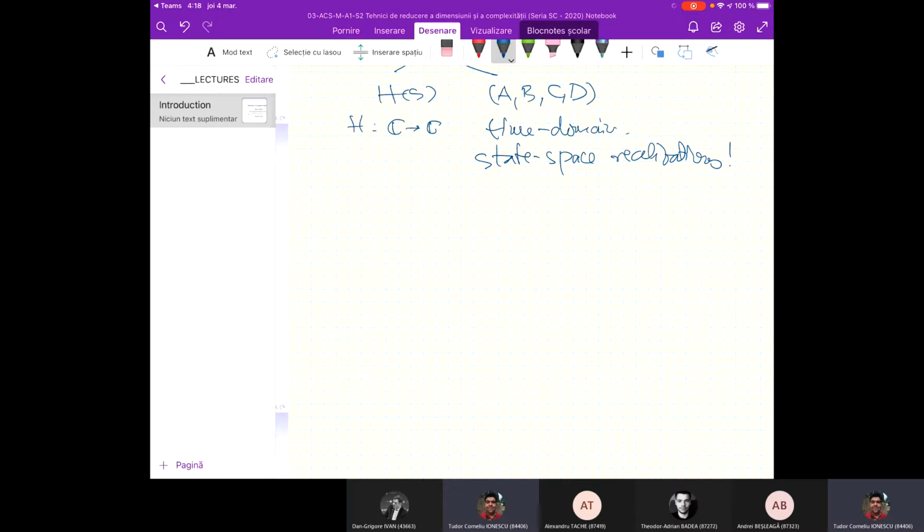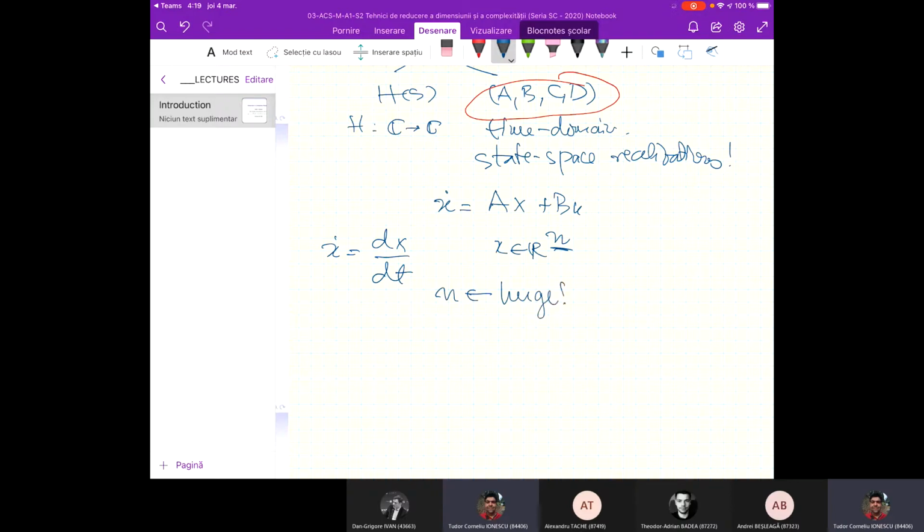So the idea is we get this ABCD from somewhere, and ABCD means actually it's a set of equations. X dot is AX plus BU, where X dot signifies dx to dt. So these are time functions. They are the states of the system. So you get this equation, okay, with a dimension of x, usually n. X is a vector in Rn. N is huge nowadays, because these days the models are getting more and more complicated.